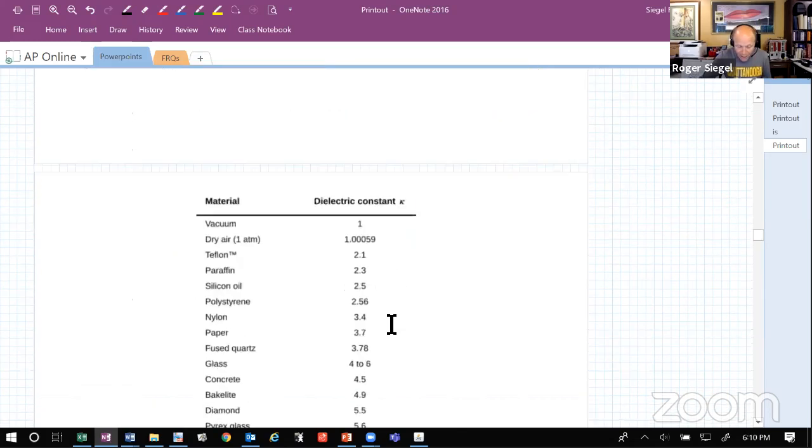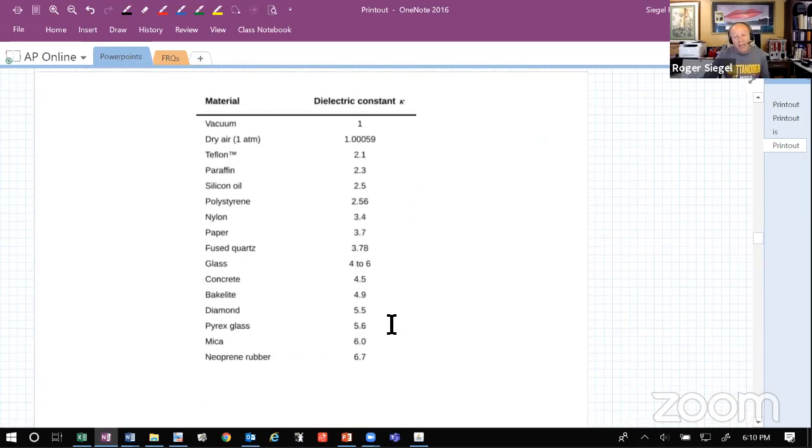All right, let's go ahead and talk about the dielectric constant of some different materials. I just added a table here that I like.